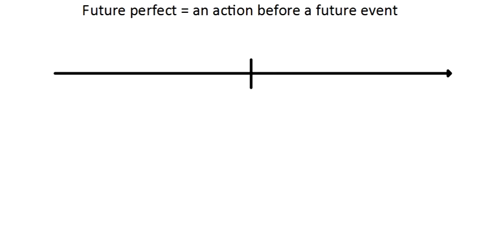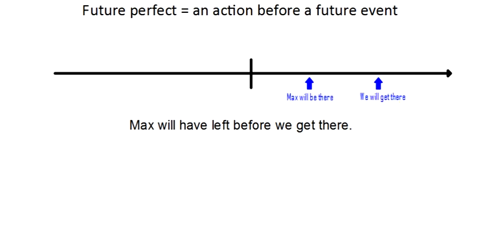So a few examples there. Max will have left before we get there. This means that we have two actions. On the first one, we see there's where Max is. He's at the place. And later on, we arrive. And we're anticipating that somewhere in here, Max is going to go away. And we're not going to see him. We don't know exactly when. Again, it's non-specific. Sometime before the future action of our arrival.